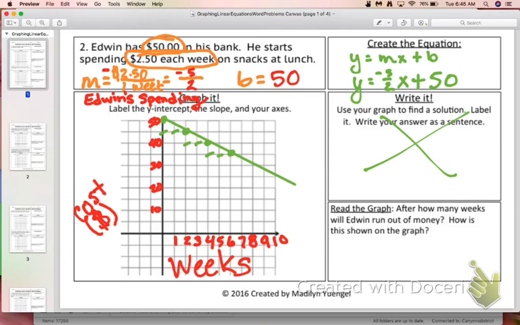Now, after how many weeks will Edwin run out of money? Well, I'm going to think about that. Money is my y, so if I have y equals negative 5 halves x plus 50, I could solve for x by putting 0 in for y. But I could also look at my graph. And I see in my graph that Edwin has $25 left over at 10 weeks. So in 10 weeks, he spent $25. So then I can logically conclude that it will take him 20 weeks.